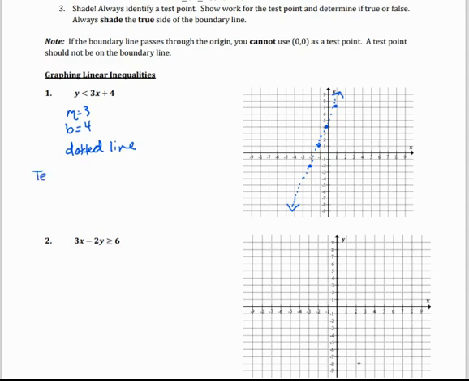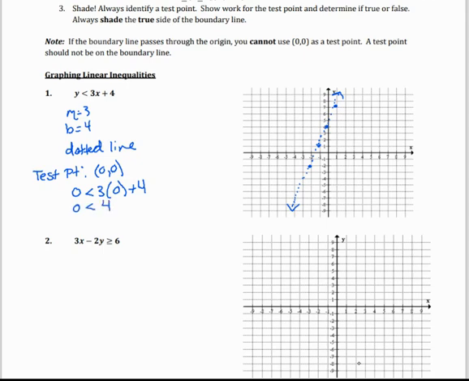So I'm going to come up with a test point. Our test point, the easiest one to use, is 0, 0, as long as it's not on the boundary line. So in this case, 0, 0 is not on the boundary line, so we can use it. So I'm going to plug in x is 0 and y is 0 into the inequality. So 0 for y, 0 for x, and I simplify. 0 is less than 4.